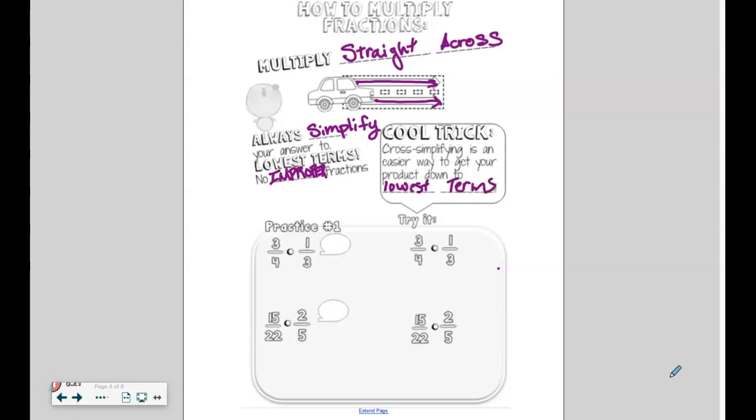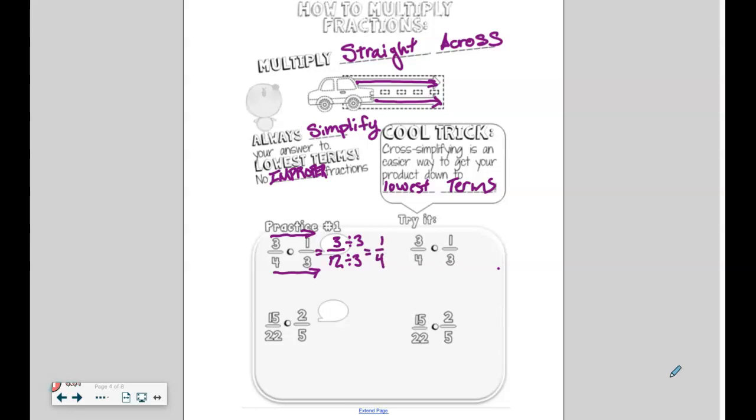First we're going to look at what we would do. Our first step would be to just multiply across. So we take 3 times 1 is 3, 4 times 3 is 12. Well, 3/12 is not in simplest form, so we would have to divide. We take 3/12 divided by 3, and we get 1/4.